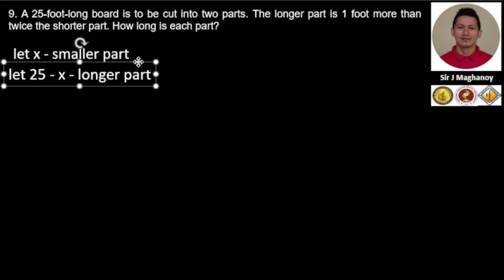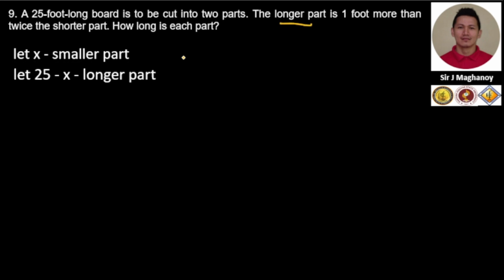Okay, moving on. The 25-foot long board is to be cut into two parts. If we try to evaluate from our equation, the longer part, which is 25 minus x, is equal to 1 foot more. So, more is plus 1, more than twice the shorter part.